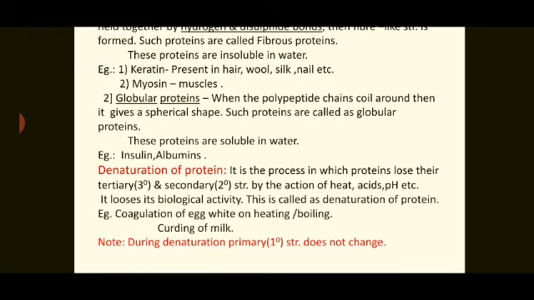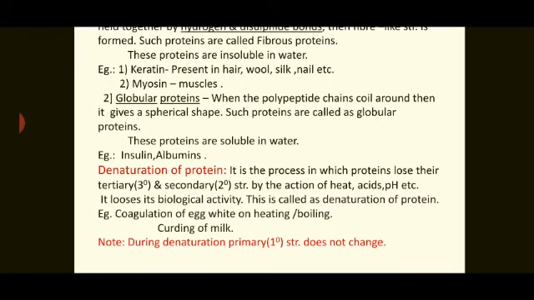Example, coagulation of egg white on heating or boiling. You might have observed when the egg is boiled, the white part of the egg comes together and forms a little bit of spherical shape. This is called coagulation of egg white. Then curding of milk, how the whole milk structure gets changed into curd. So these are the examples of denaturation of protein.